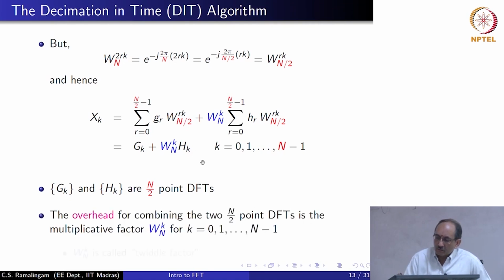Therefore, we have answered all our questions: it is possible to combine the two DFTs. Yes, there is overhead involved, and the overhead is the multiplicative factor W_N power k, and this is called the twiddle factor. This is all terminology based on the literature of those days.